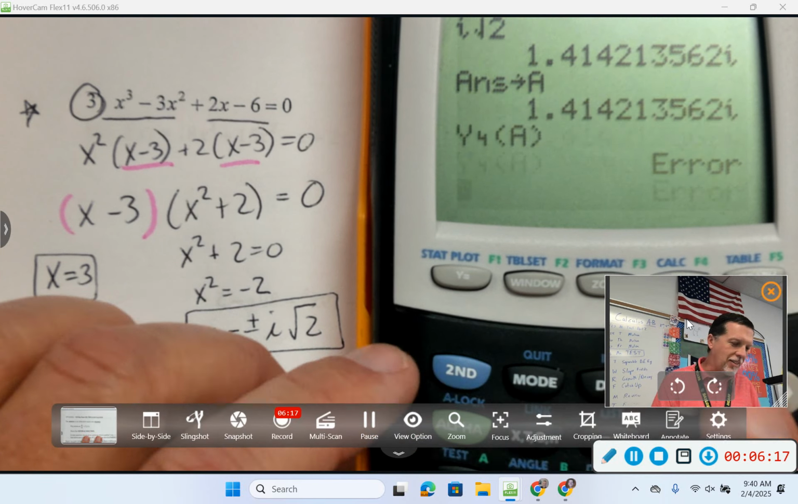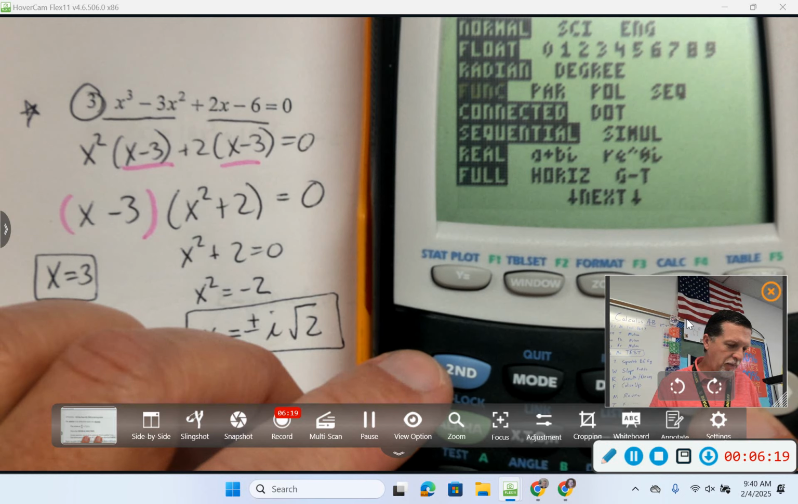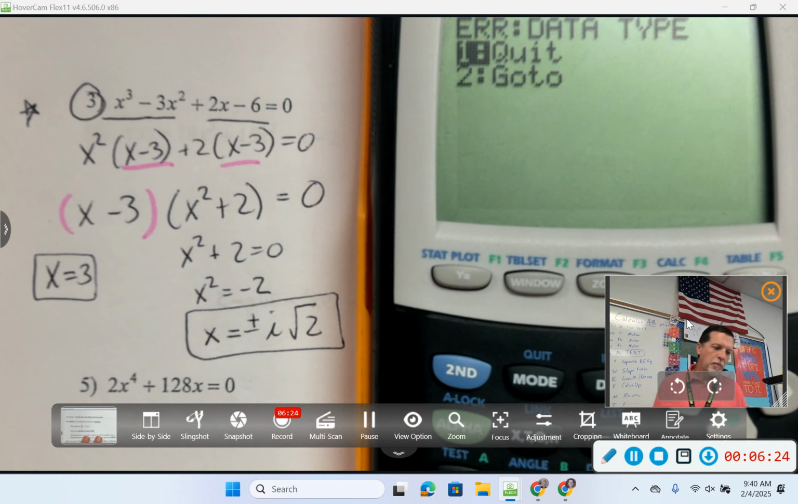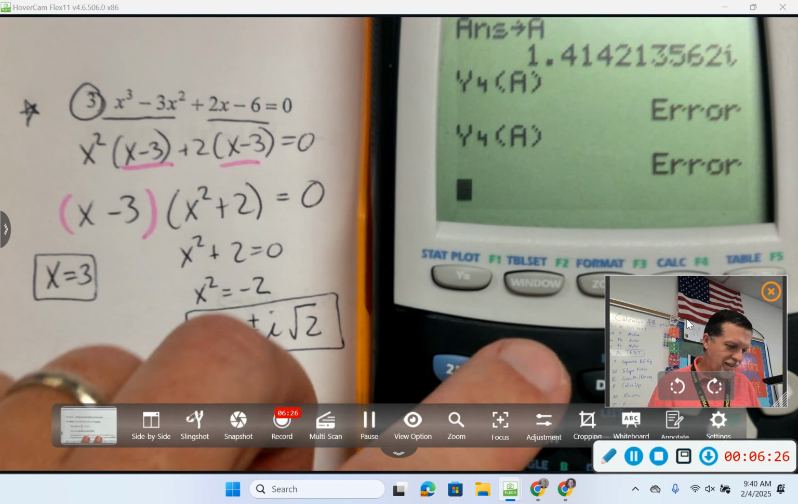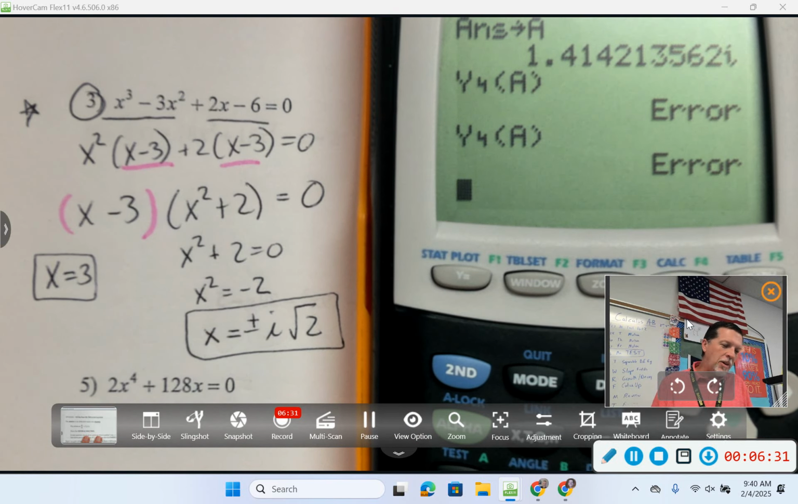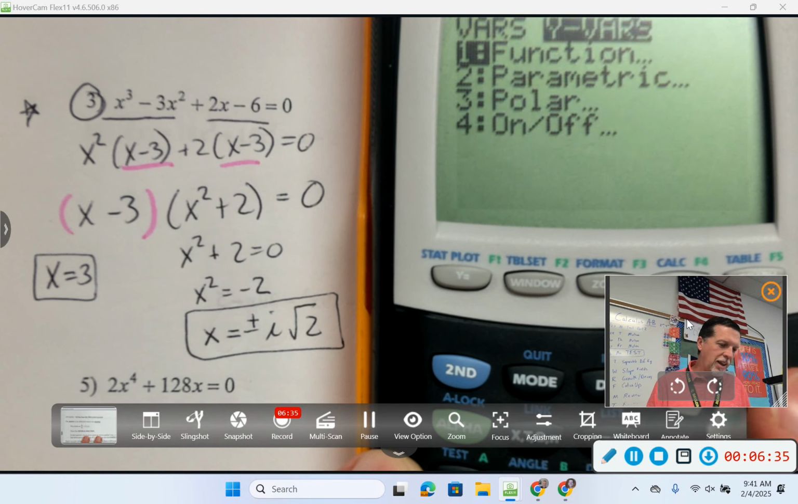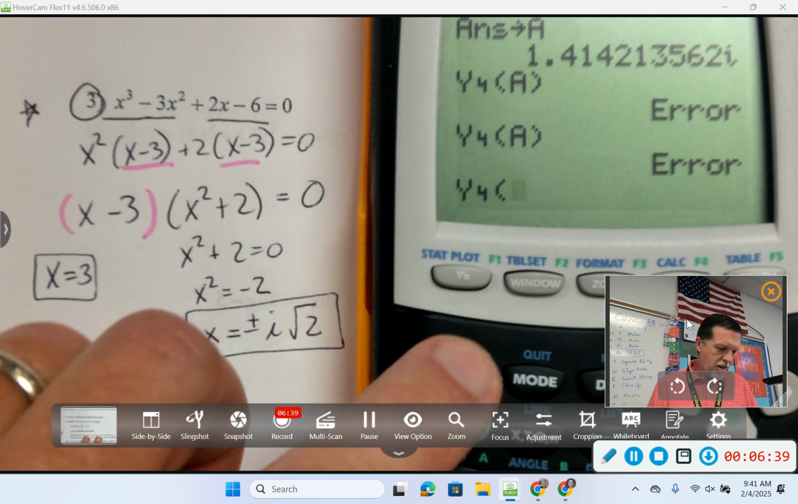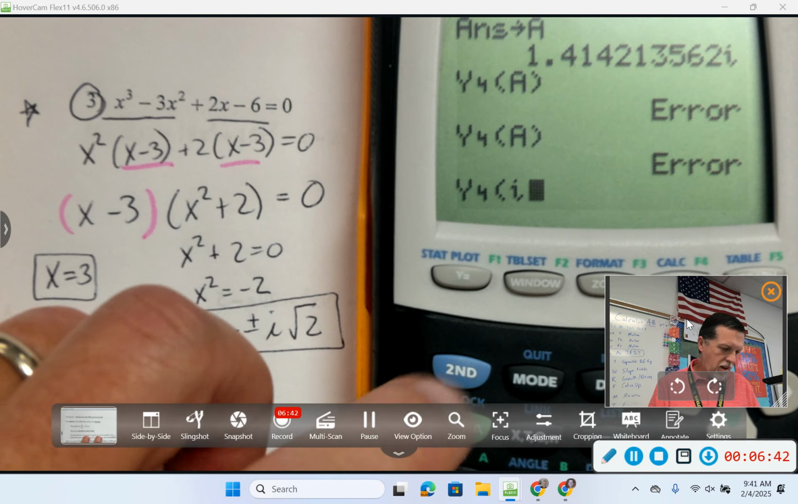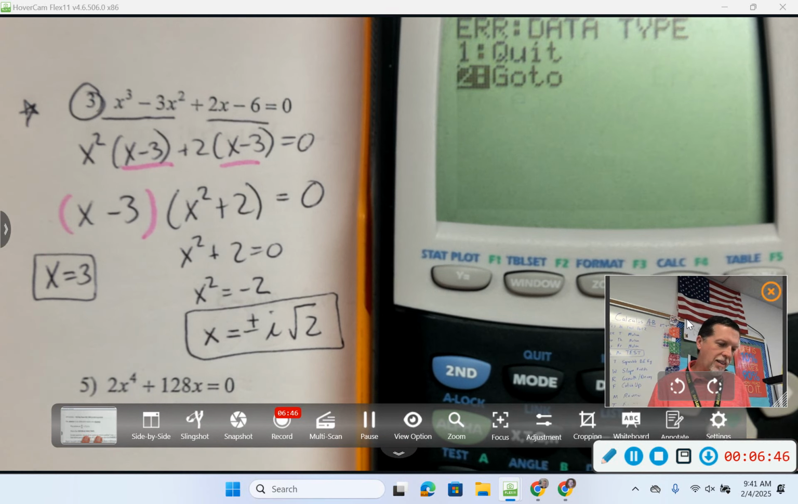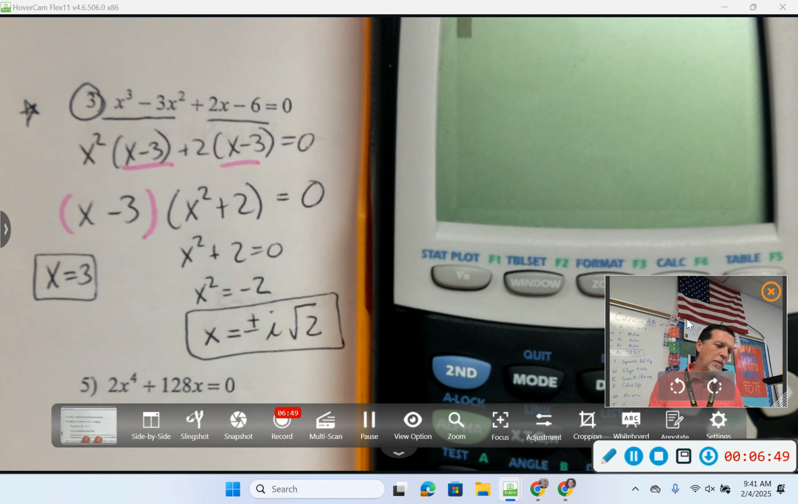Oh, it doesn't like it because it's imaginary. Yeah, I'm really having to work here. What? That didn't work? That should have worked. I don't know why that one didn't work. Okay, maybe you can't. I thought you'd be able to plug in an imaginary number. i root 2. And it didn't like it. Okay. So maybe you can't.